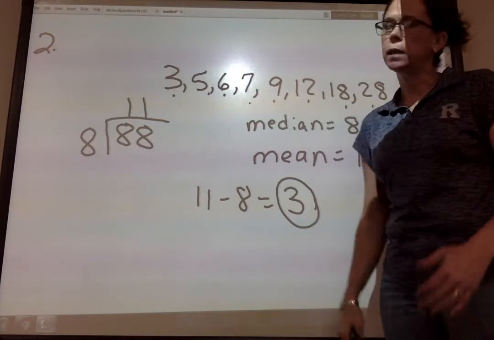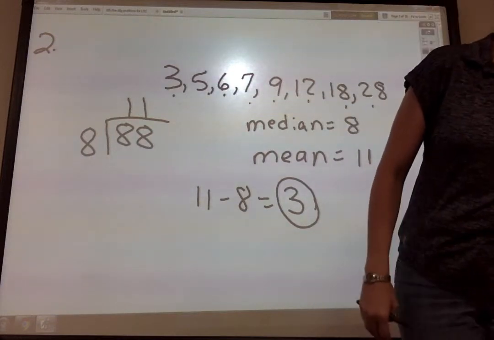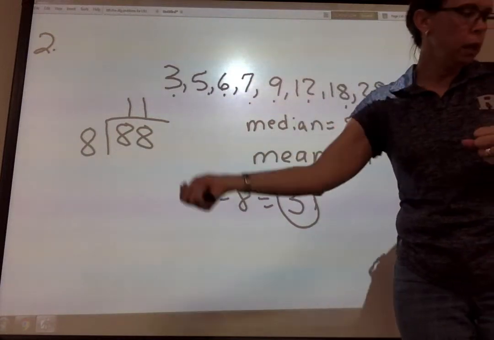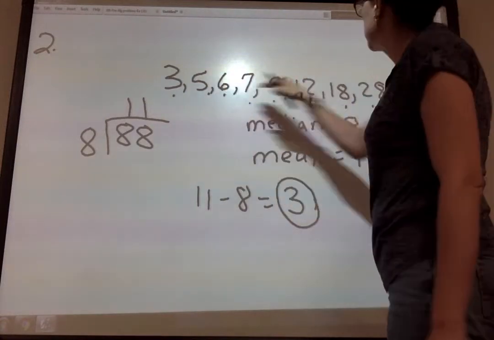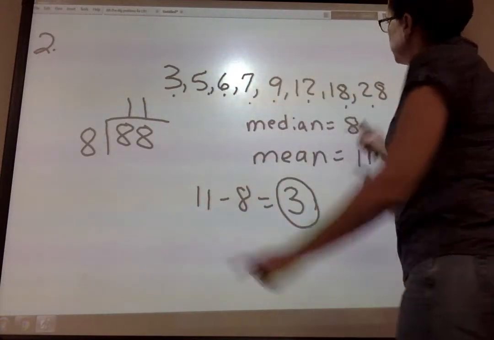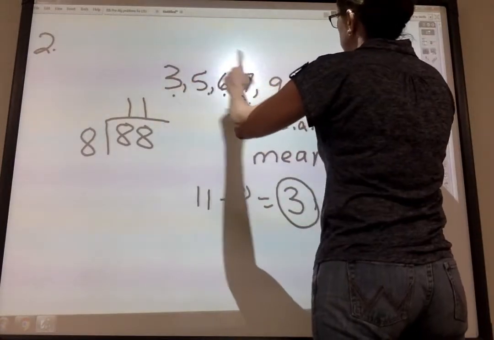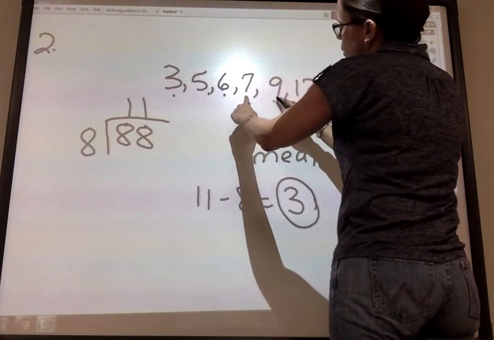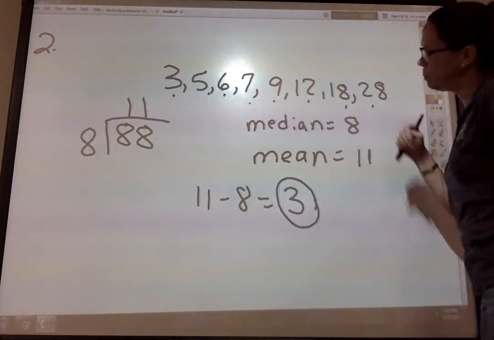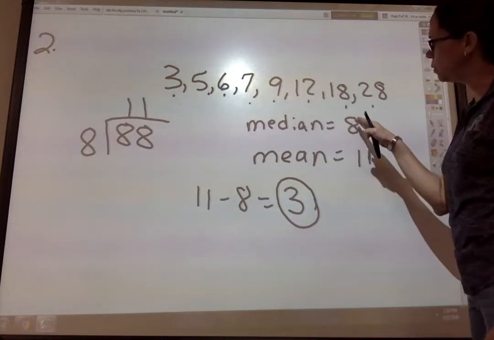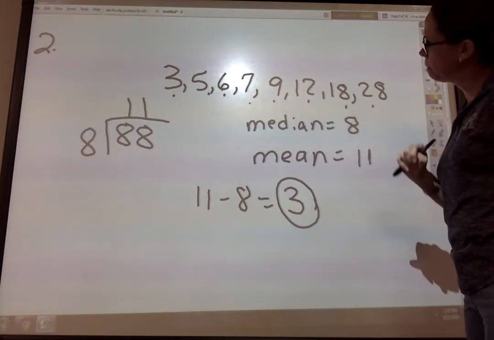Number 2, it says how much bigger is the mean than the median. So I wrote my numbers in order. Okay, then I started counting off to get my median. It was 2 numbers in the middle. So I averaged those 2 numbers, so my median was 8.